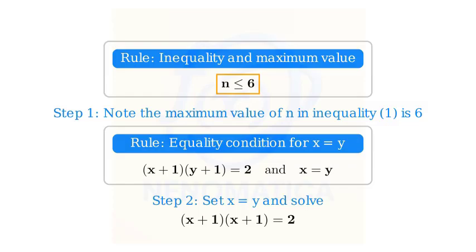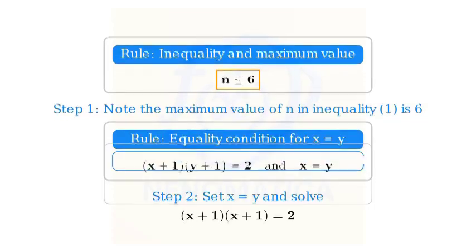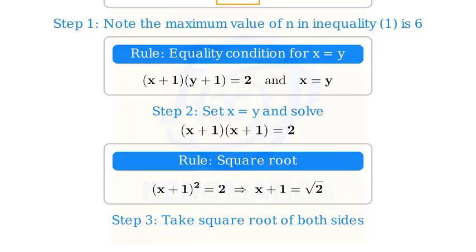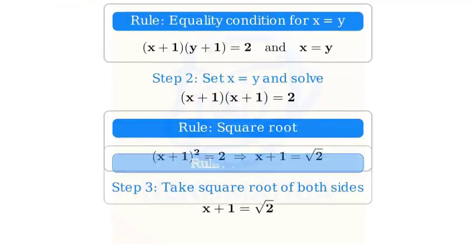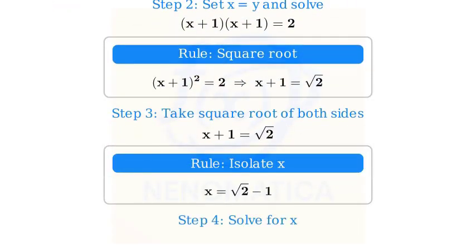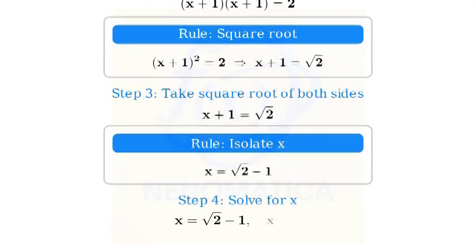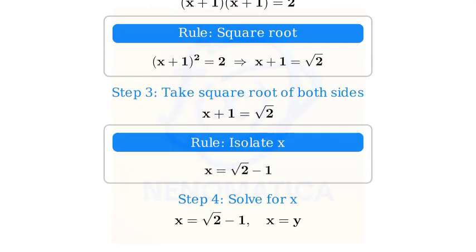Step 3. Take the square root of both sides. We get (x plus 1) squared equals 2. So x plus 1 equals square root of 2. We will use the principal square root. Step 4. Isolate x. From x plus 1 equals square root 2, we get x equals square root 2 minus 1. Since x equals y, we also have x equals y.